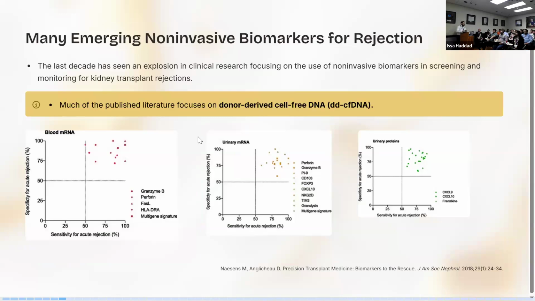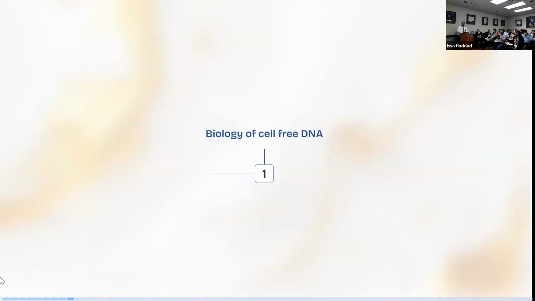So many emerging non-invasive biomarkers are under study. You can see, for example, blood mRNAs under investigation, such as granzyme and perforin, and urinary mRNAs like CXCL10 or perforin. You can see that there is modest sensitivity and specificity for all. But if you look at the literature, most of them are actually focusing on donor-derived cell-free DNA. And that's one of the reasons I wanted to touch base on it.